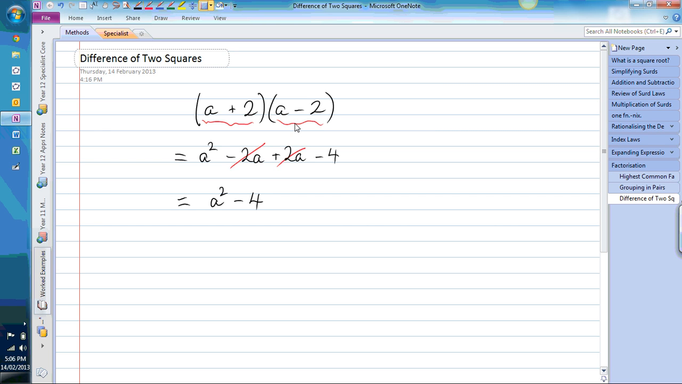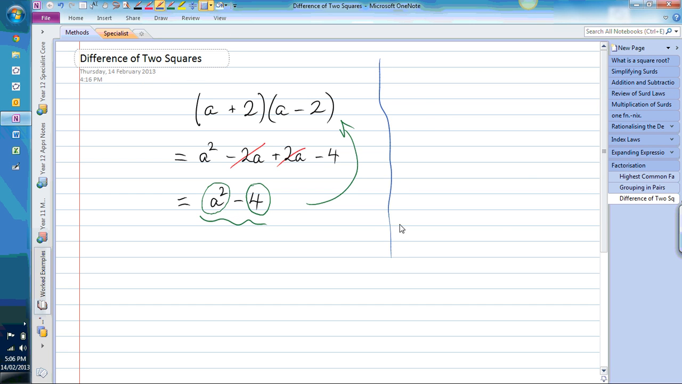Now, this is of particular interest to us with factorization, because if we look at something in this form, then it means that I can automatically go back to this step. And the form that we're interested in here, I have something at the start that's squared, a squared, something at the end that's squared, 4 is a square number, 2 squared, and I've got a difference in between them, that is a subtraction. So this is what we call a difference of two squares.